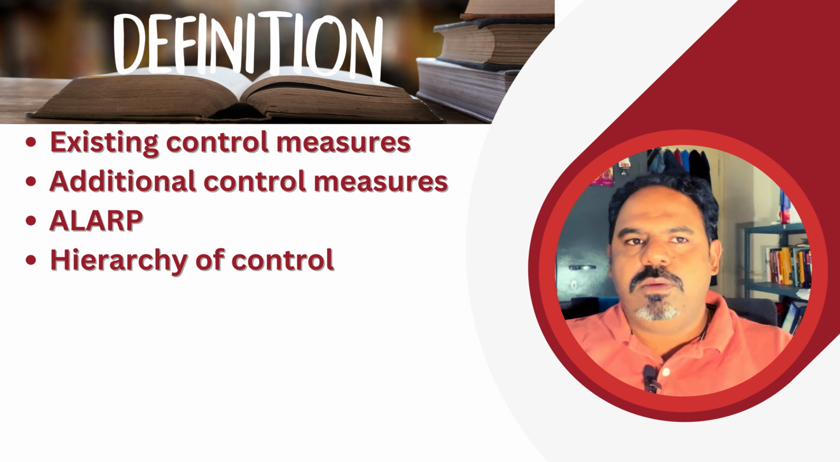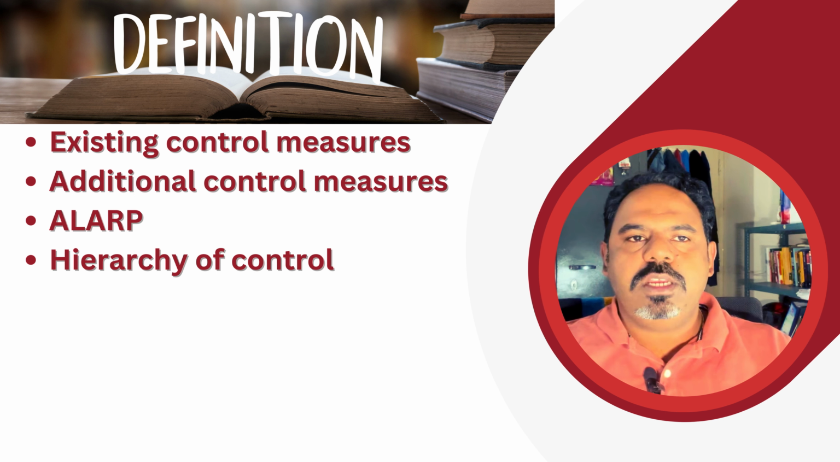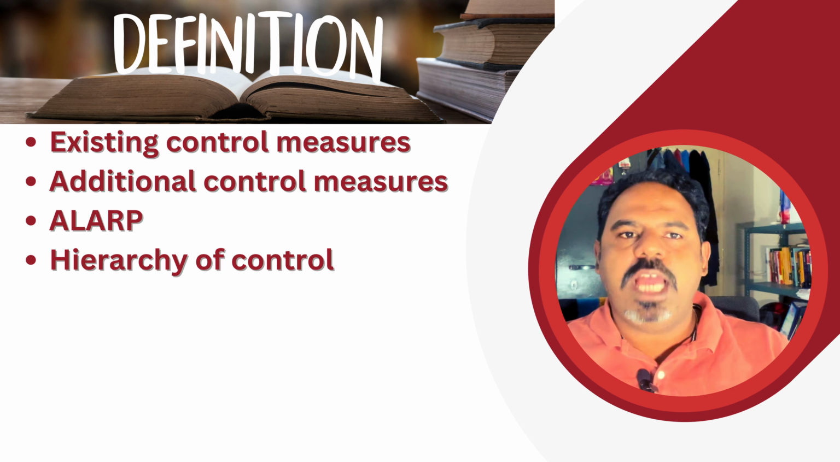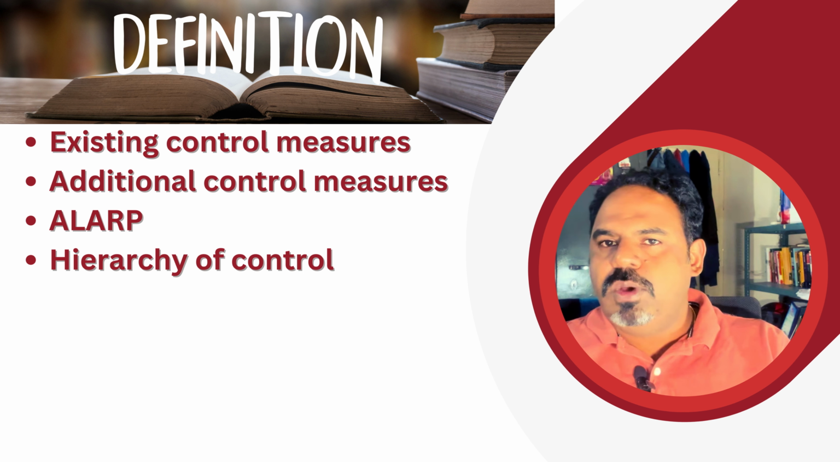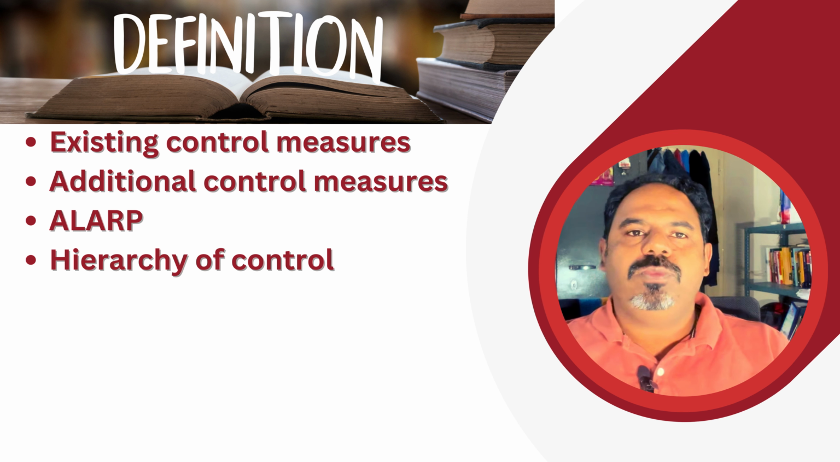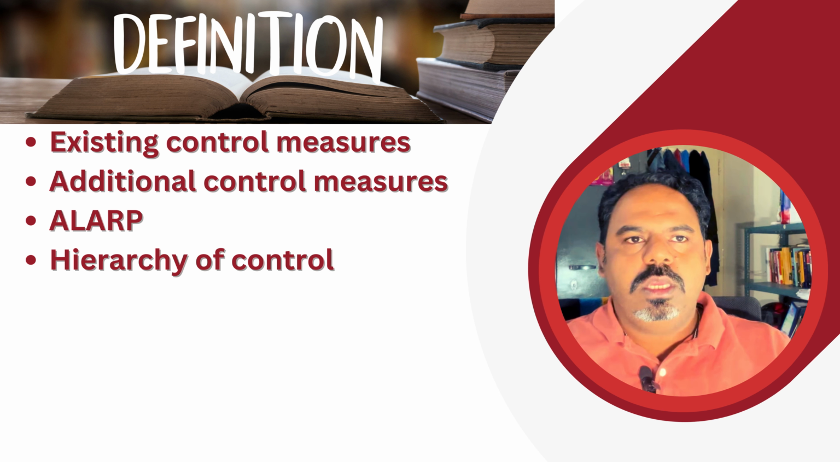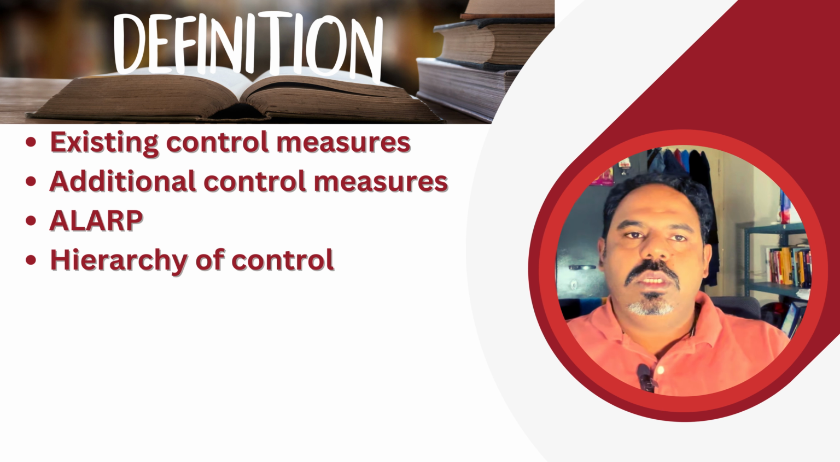What is acceptable level? We have a definition called ALARP. It is an abbreviation for as low as reasonably possible or as low as reasonably practicable. Hierarchy of control is one more definition that we have to know. It is a particular sequence of control measure proposal that must be applied in the hierarchy as proposed.